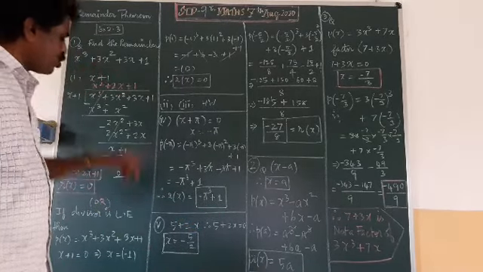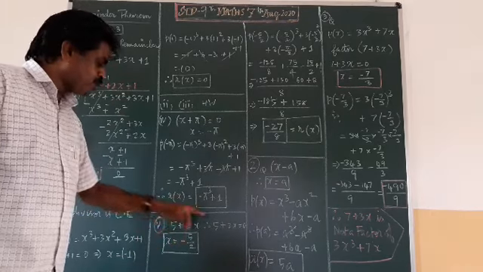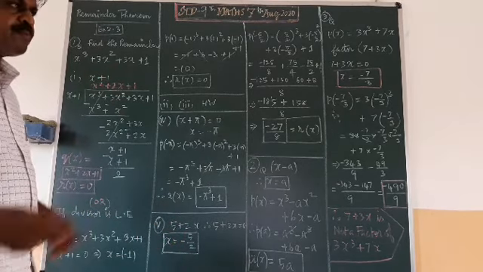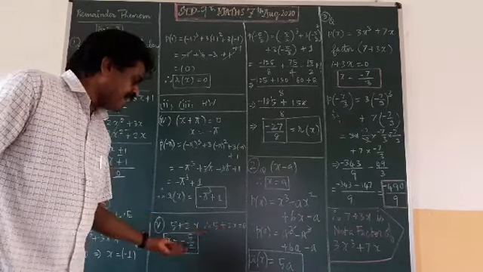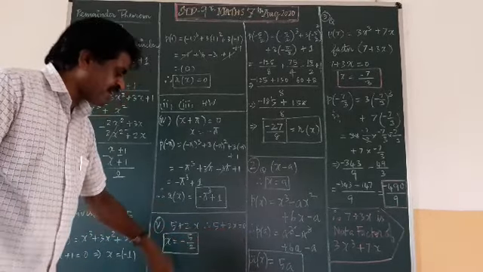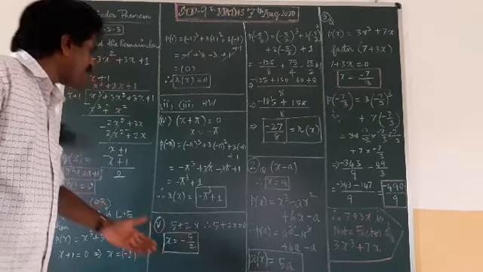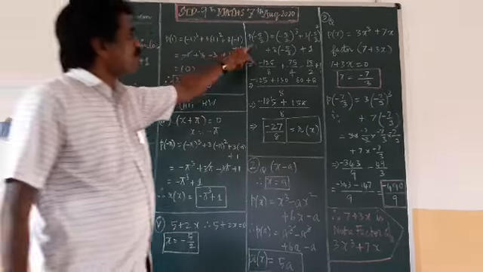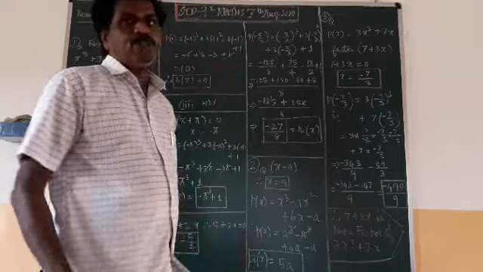The same equation should be divided by 5 plus 2x. That factor, I am assuming this is the divisor. Dividing is a factor, so I am equating it to 0. The x value is minus 5 upon 2. I am substituting in the given equation. P of minus 5 upon 2, I am taking.